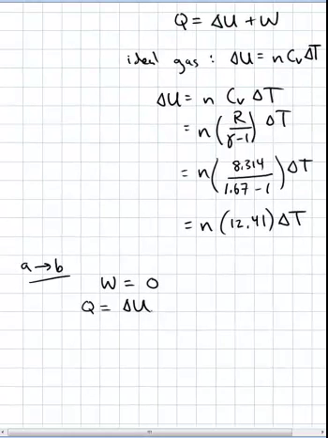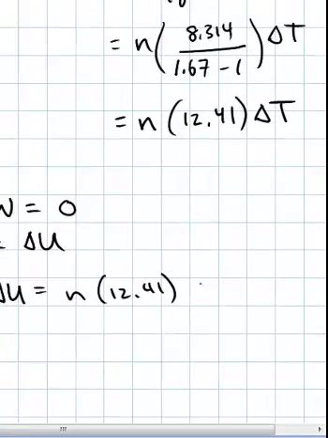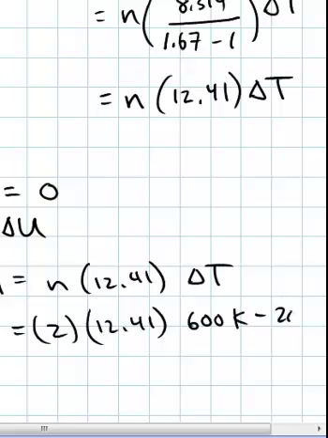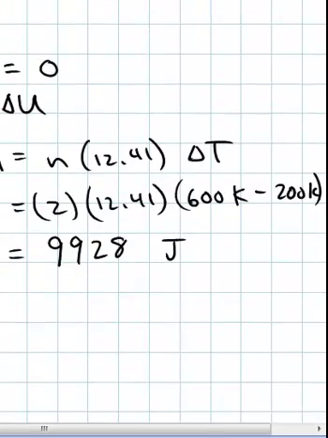And what are we going to do? Oh, we're going to use this formula we just got for delta U. Delta U is N times 12.41 times delta T. And we've got 2 moles of gas. And delta T is going to be 600 Kelvin minus 200. And what do I get? 9,928 joules.